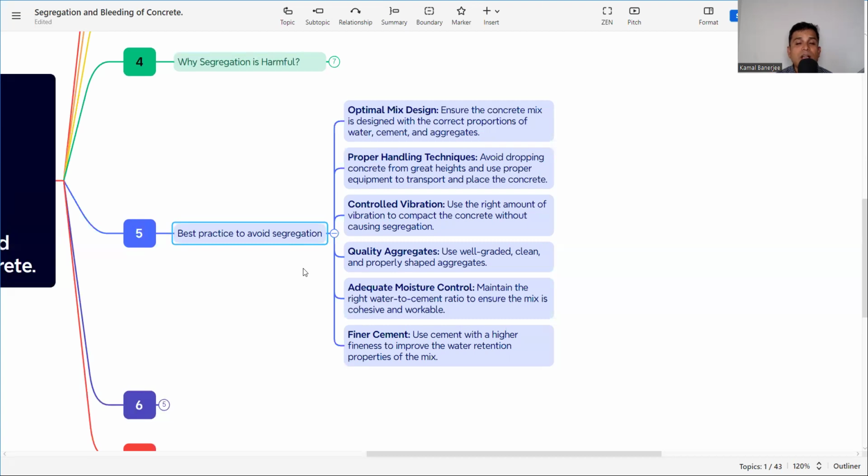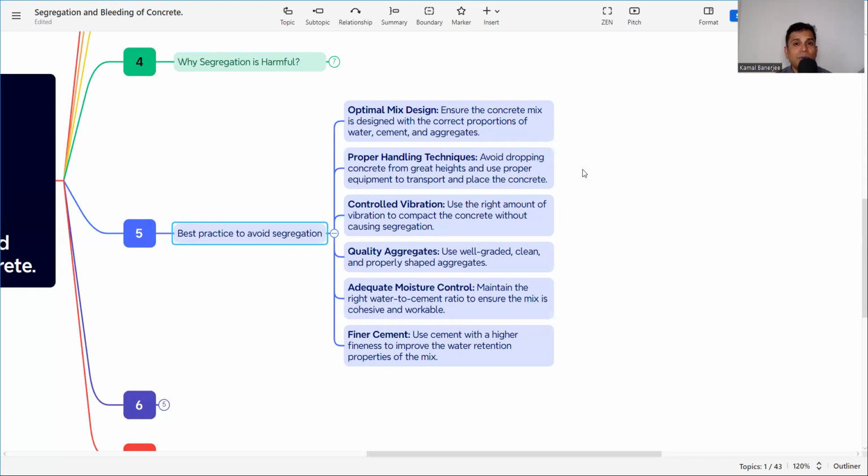Now we have to do an optimal design and develop best practices so that we can avoid segregation. So what are the first things we need to do? The optimal mix design. This is the first and foremost criterion: we need to develop an optimal mix proportion. That means ensure the concrete mix is designed with the correct proportion of water, cement, aggregates.